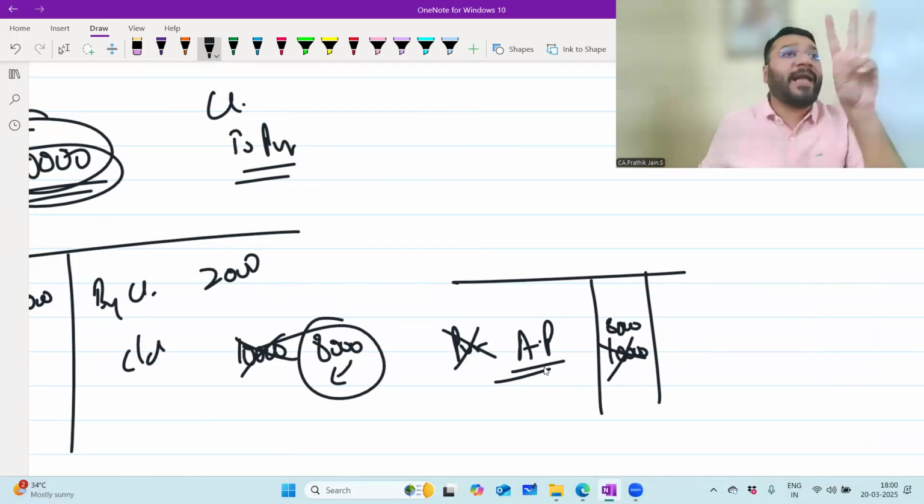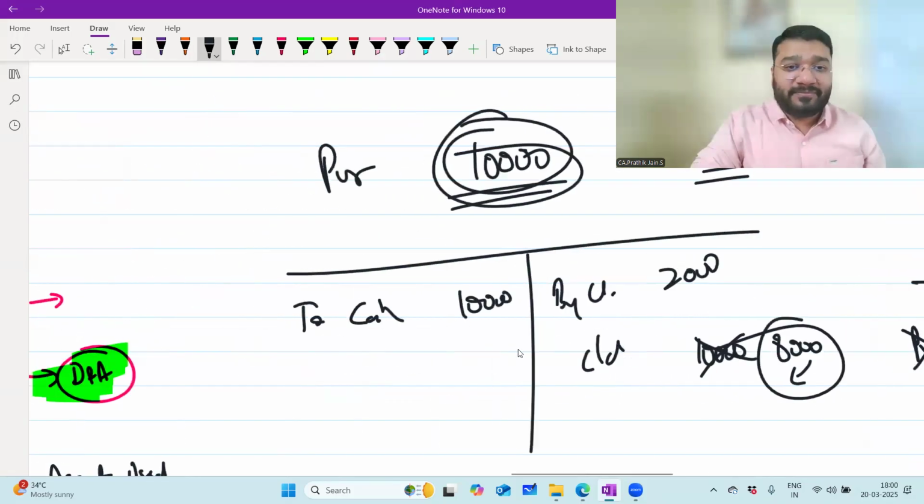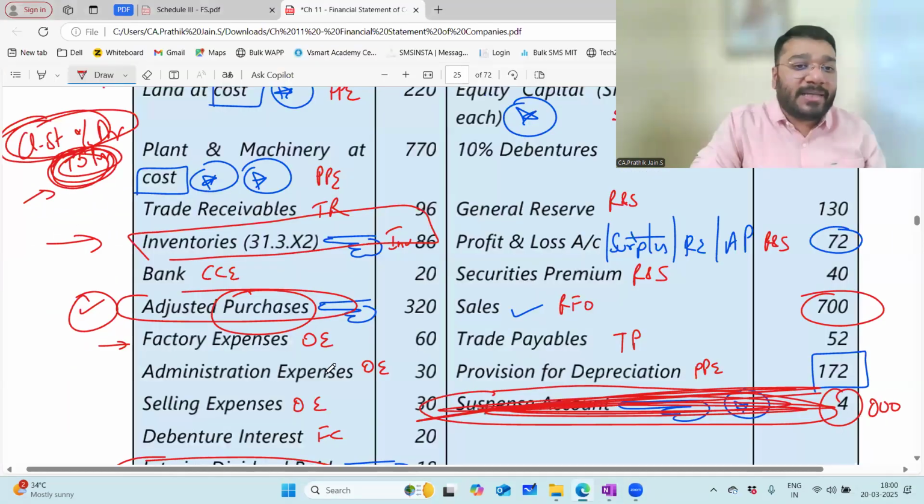We discussed this three times: once in 11th, multiple times in CA Foundation, and once in the very first class of this chapter. Three places I've discussed, now the fourth time I'm discussing. Any problem? No, sir. Hence, this is adjusted purchase.